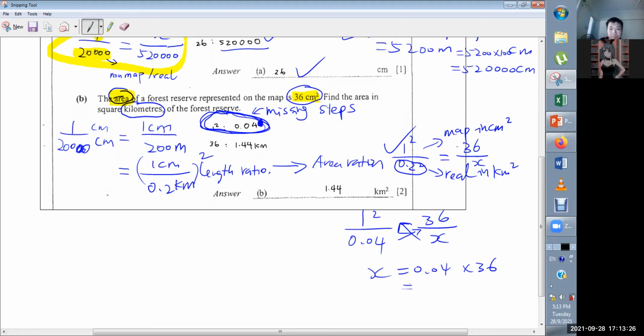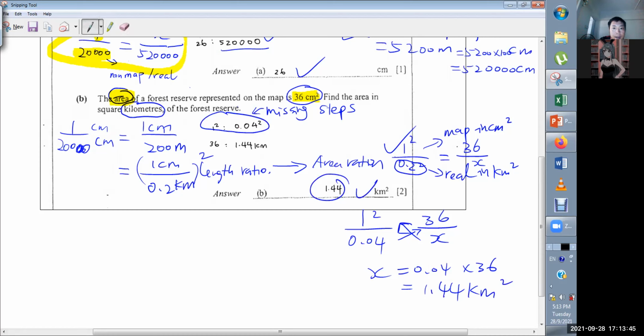$1.44. So the answer is 1.44 kilometers square. 1.44 is it? Yeah. 1.44 kilometers square. Okay, so your answer is correct, but this one is wrong. You are not supposed to put.